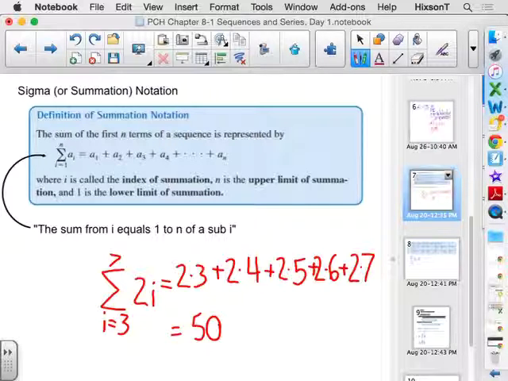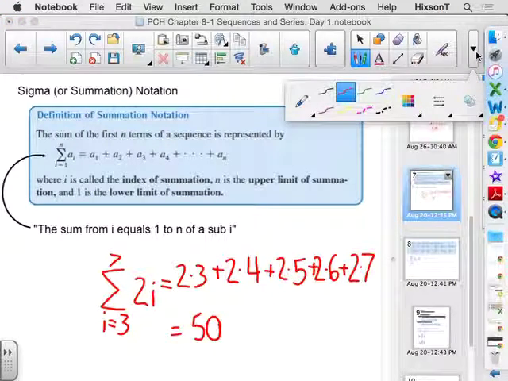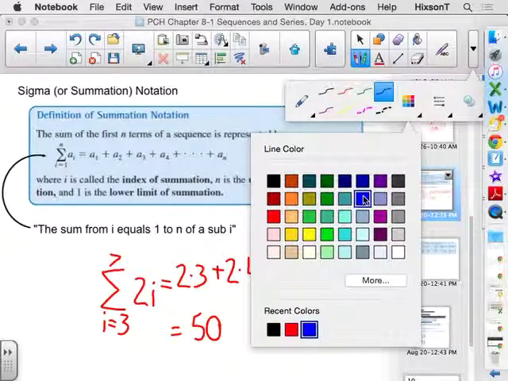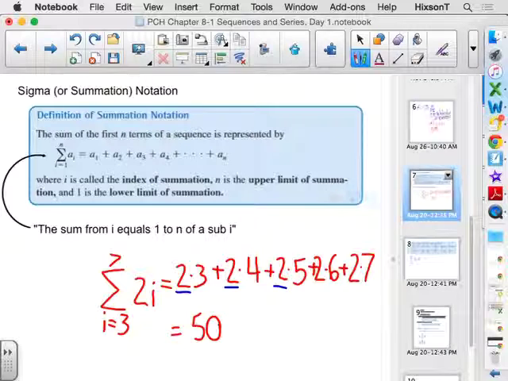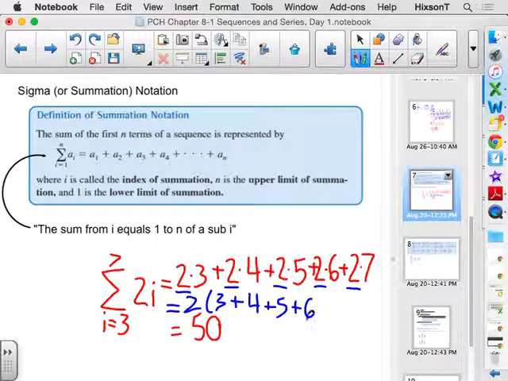For example, what would we call that 2 in this case? What's the name for that when we have this 2 being multiplied by all of them? It's a factor, a common factor. So we actually could rewrite this as 2 times, and then what's left? 3 plus 4 plus 5 plus 6 plus 7. If you add these up, we have 25. 25 times 2 is 50.